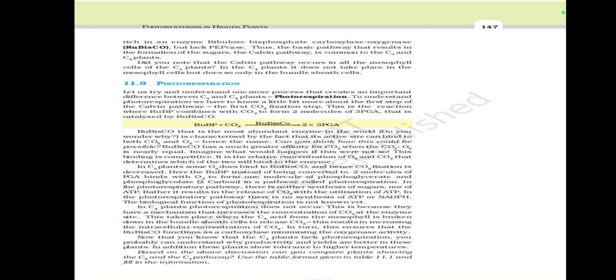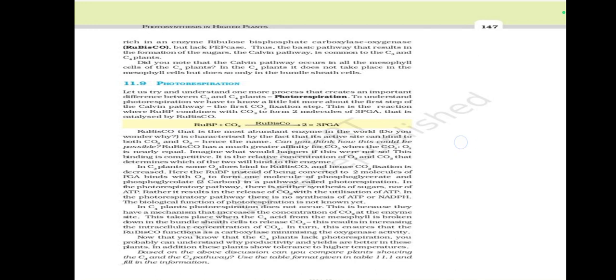This takes place when the C4 acid from the mesophyll is broken down, increasing the intracellular concentration of CO2, which in turn ensures that Rubisco functions as a carboxylase, minimizing the oxygenase activity. Now that you know that the C4 plants lack photorespiration, you probably can understand why productivity and yields are better in these plants. In addition, these plants show tolerance to higher temperatures. Based on the above discussion, can you compare plants showing the C3 and the C4 pathway? Use the table format given in table 11.1 and fill in the information.